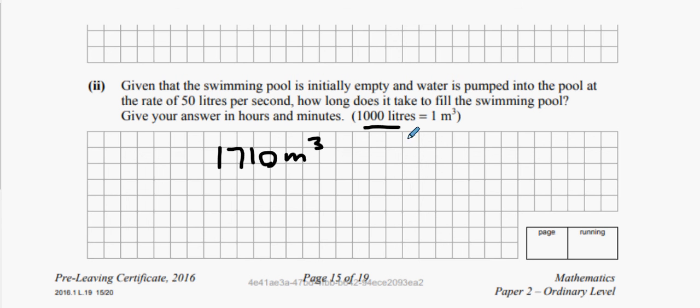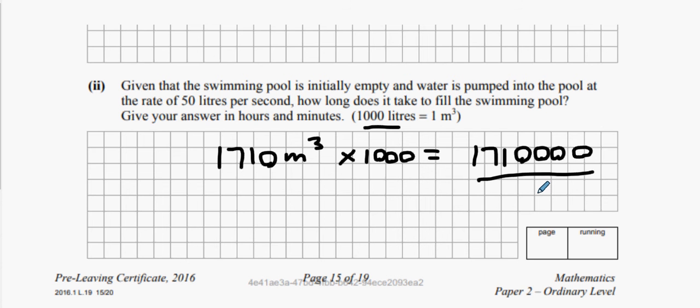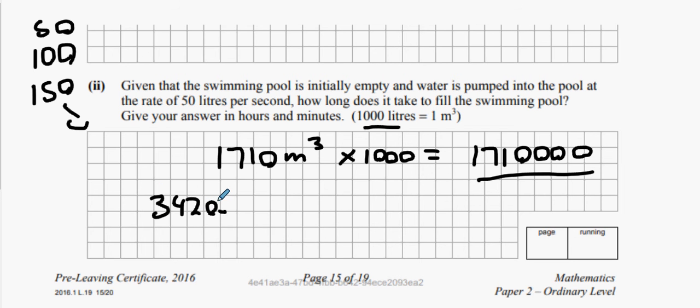Okay. How many liters would that be? 4 zeros, right? 50 liters per second. So what do I need to divide that by? Divide it by 50 and see how many seconds it takes to fill it up. 50 after 1 second, 100 after 2 seconds, 150 after 3 seconds. How many seconds are you going to need to get all the way up to that number there? A lot of time, isn't that right? So we're going to divide it by 50. And what we're going to get is 34,200 seconds.